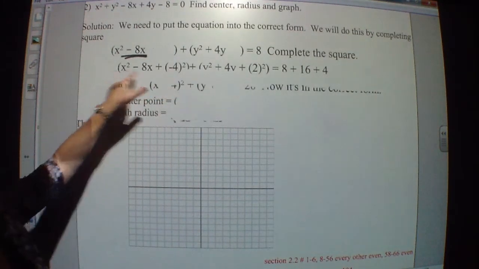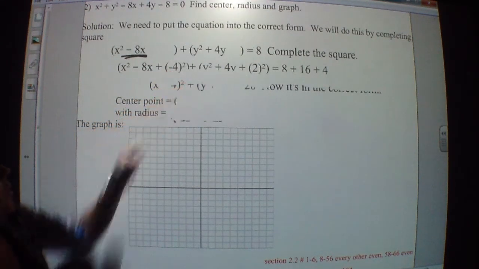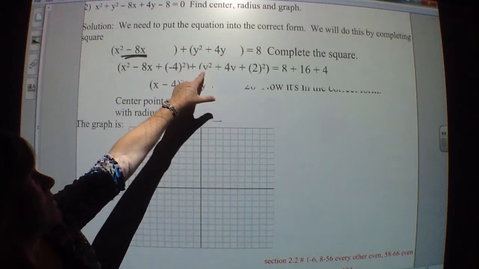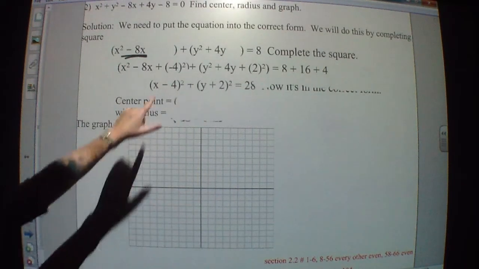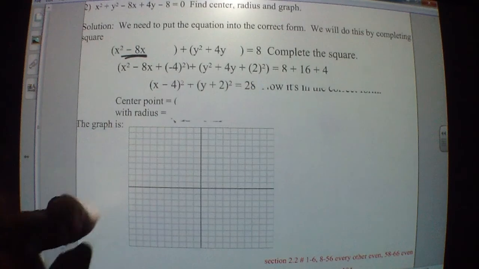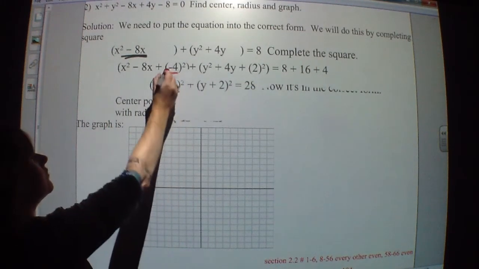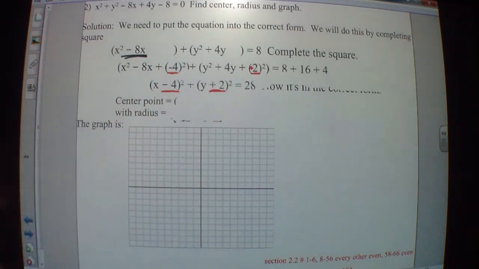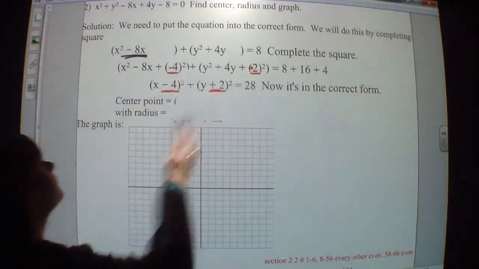So now this first set of numbers factors to (x minus 4) squared. The second one factors to y, and the square root of that is 2. And if you notice, I didn't write 16 there and I didn't write 4 there. The only reason I didn't is because whatever you write here becomes the minus or plus. This right here, that's a plus 2. And 16 plus 4 plus 8 is 28. So now it's in the correct form.